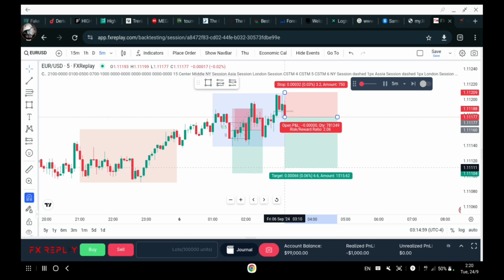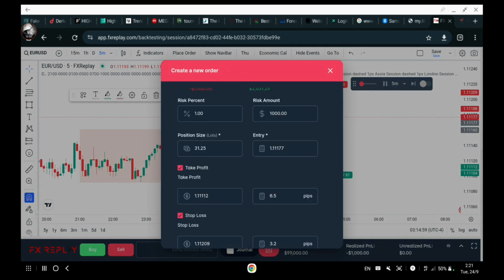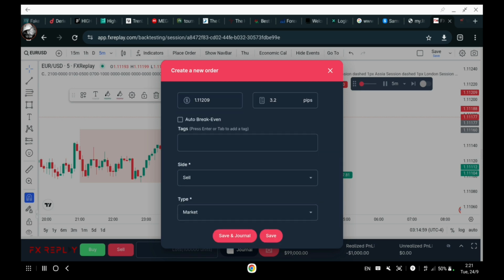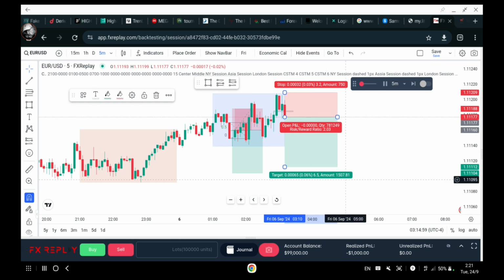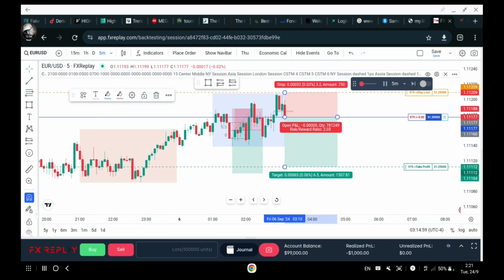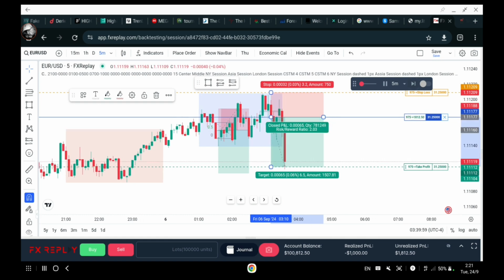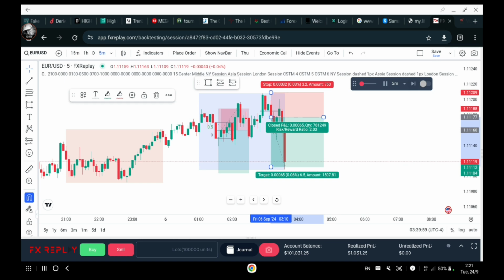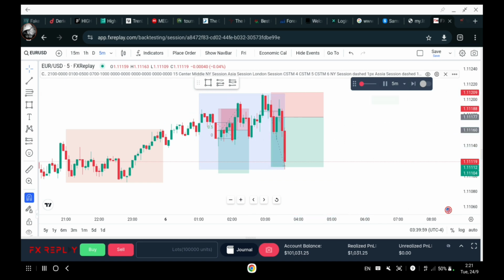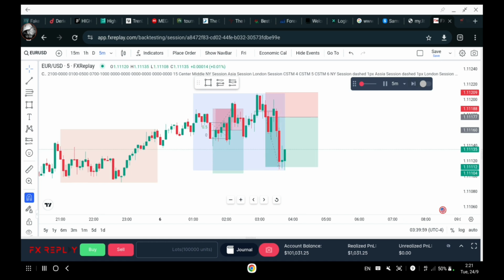Let me move it to 2R. Just leave it like this, the same thing, and we place the order, sell by market, and save. We're now in the trade. Let's see how it goes. And we hit take profit. So now we move to the next day.